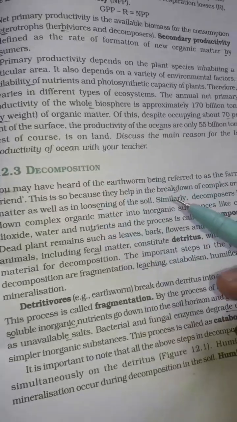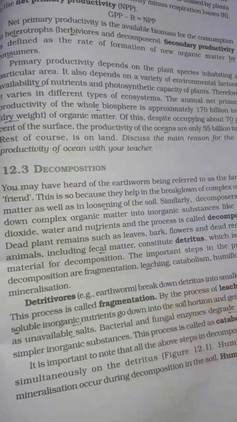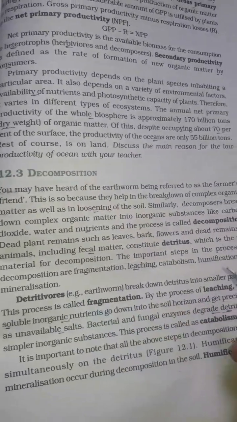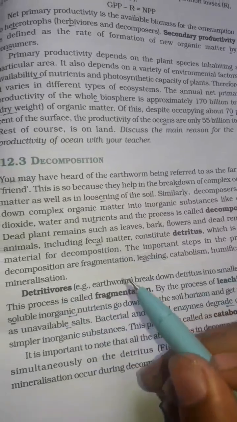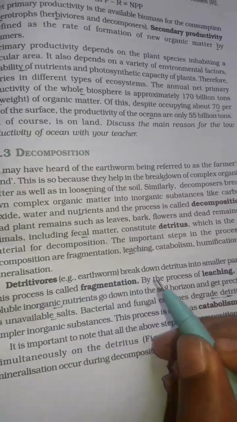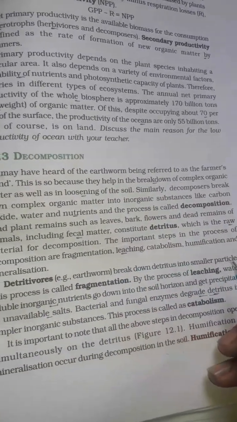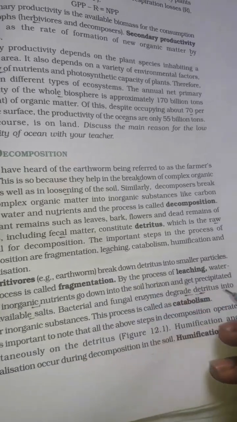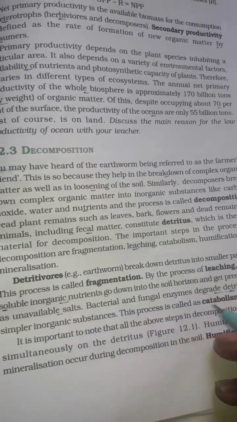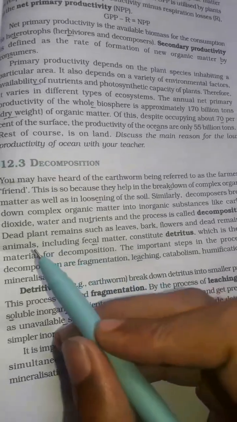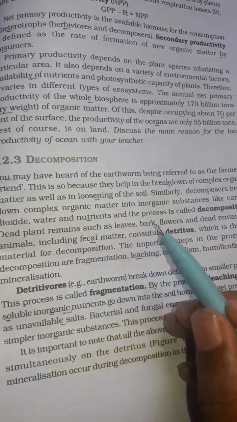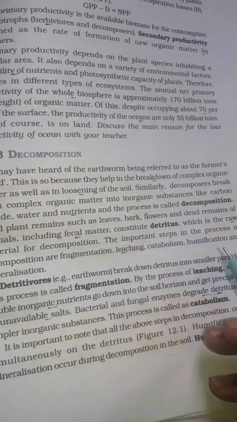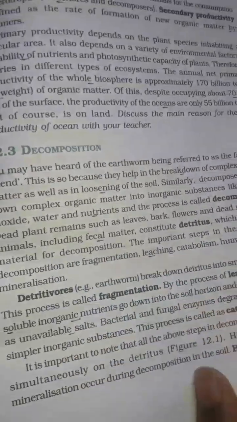So, in the functional unit of the ecosystem, there is decomposition, in which the first step is fragmentation, in which detritivores like the earthworm break down the detritus into smaller particles. This is fragmentation. And bacterial and fungal enzymes degrade detritus into simpler inorganic substances. This is catabolism. Detritus is the dead remains of leaves, bark, flowers, and dead remains of animals, including animal matter. That is the detritus, which is the raw material for decomposition.